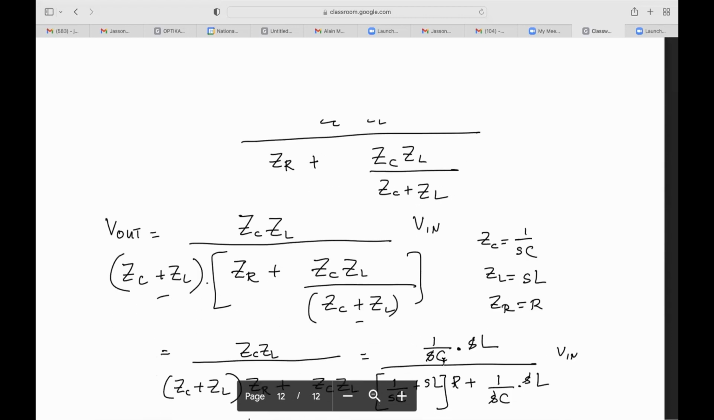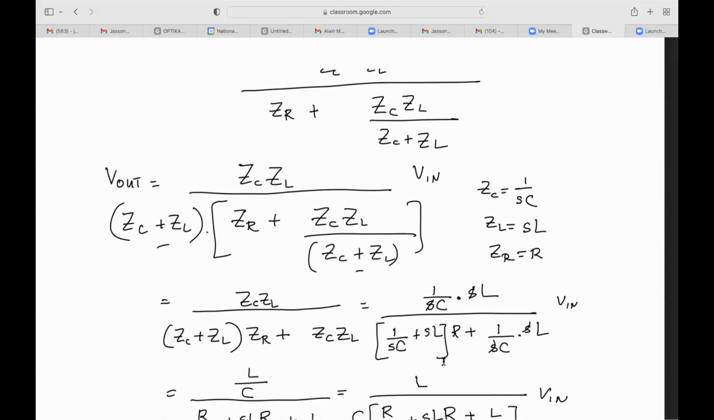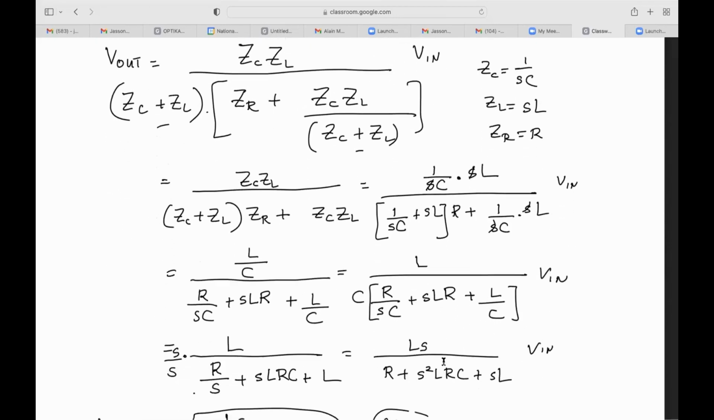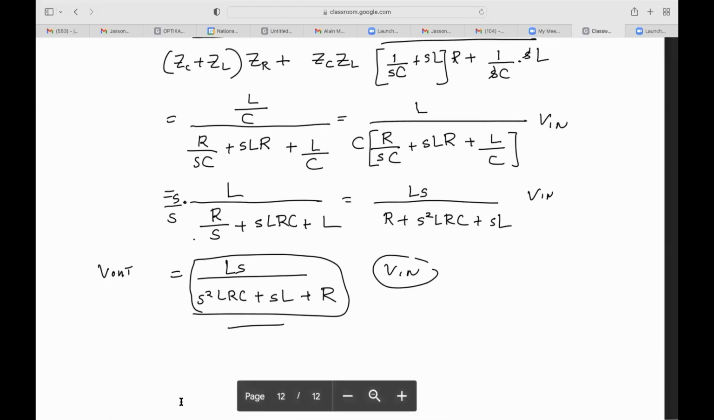Okay? Of course, you can simplify it some more. You do the math and then you simplify and you end up looking like this, right? Okay? So V out is equal to V in times this. Okay? And here we see that mukha siyang second order system because you look at the form, no? It's almost like a second order system. The denominator is a second order term.